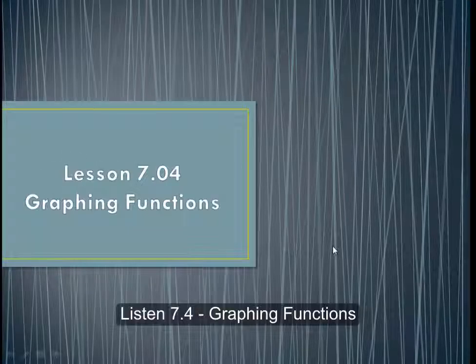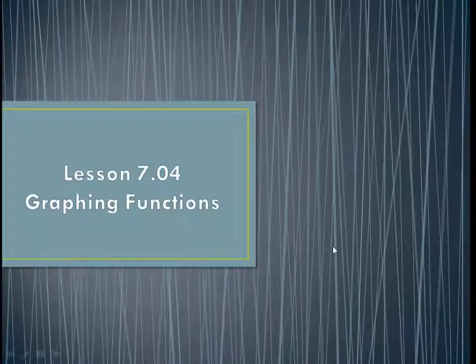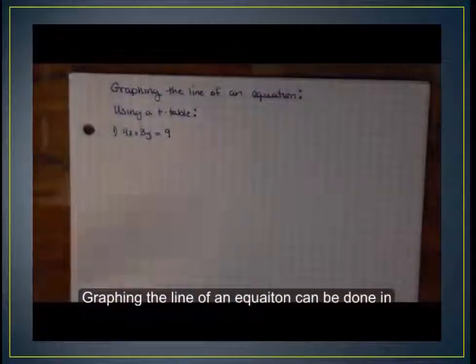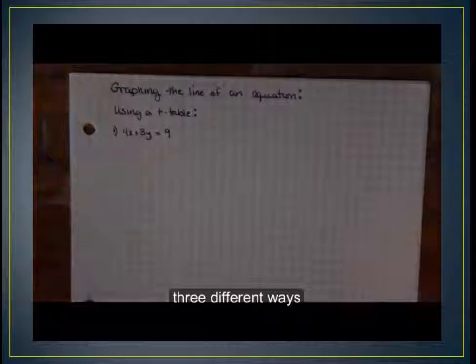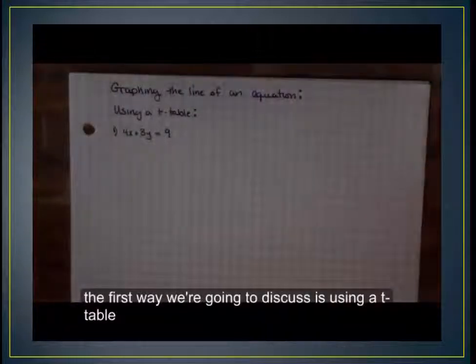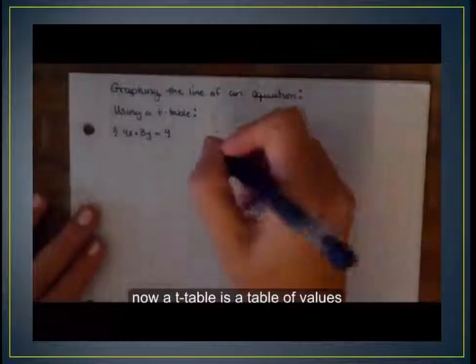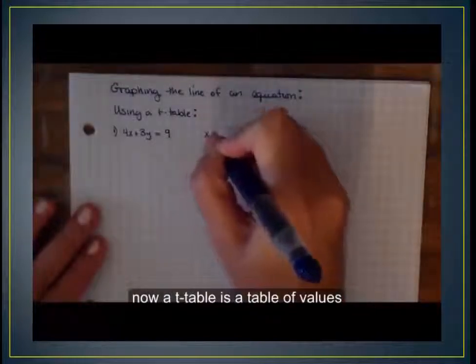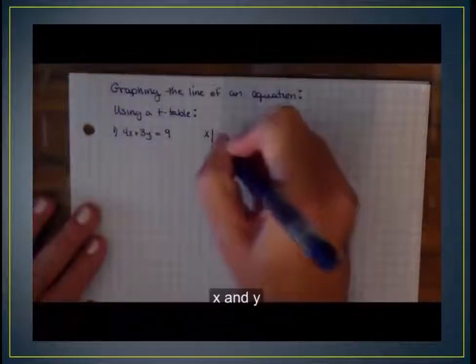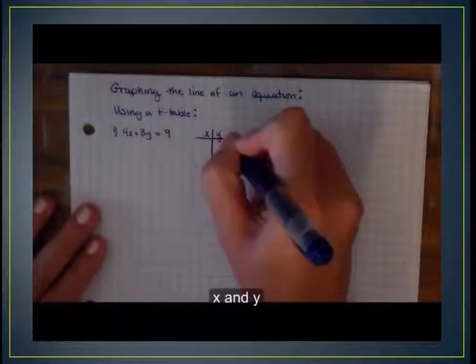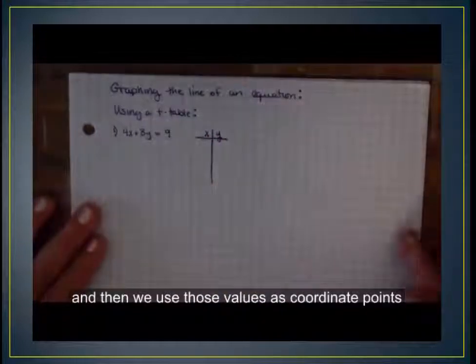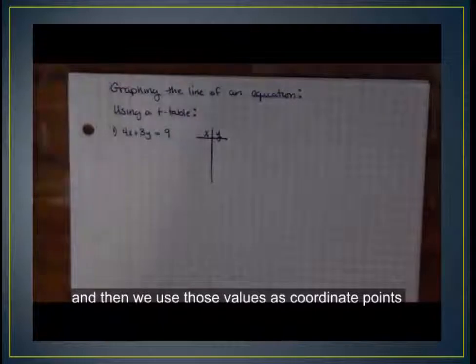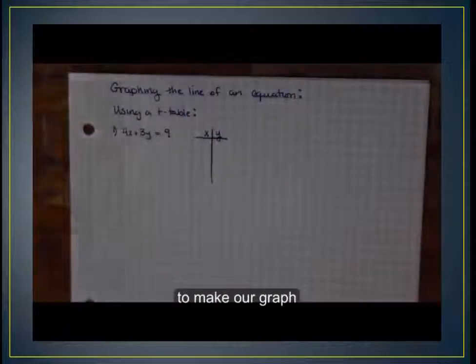Lesson 7.4, Graphing Functions. Graphing the line of an equation can be done in three different ways. The first way we're going to discuss is using a t-table. Now, a t-table is a table of values, x and y, and then we use those values as coordinate points to make our graph.